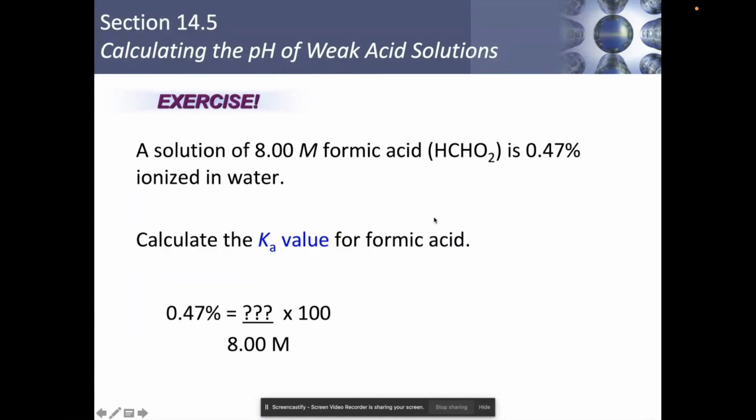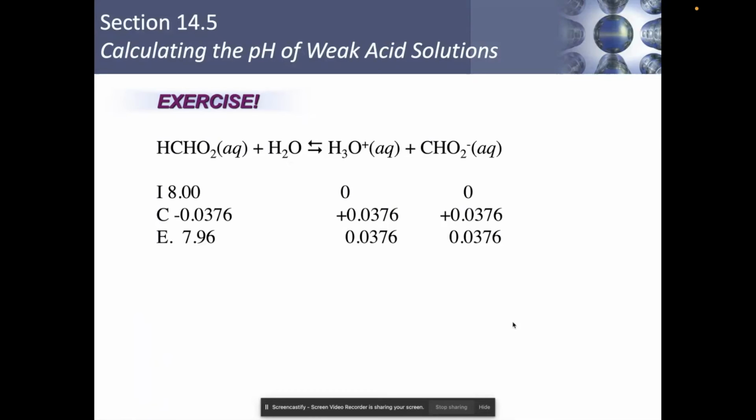So if I know the percent is 0.47 and I know my initial value is 8, I can basically find this amount here by just solving for it. So let's solve for the question marks. That's pretty easy. We end up getting 0.0376 moles per liter. Okay, now I can make an ICE diagram where I can utilize that as my change. So here's formic acid and water, hydronium ion, and then a formate ion. All right, my initial value was 8. I know my change. I go to 7.96.